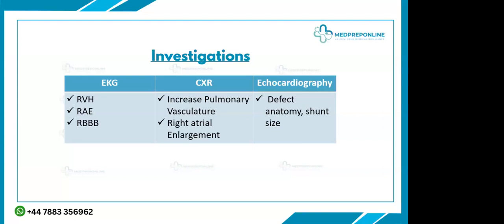What will you see on the EKG? There will be right ventricular hypertrophy, right atrial enlargement, and right bundle branch block. They could happen. And increased pulmonary vasculature, obviously, because of increased shunting from left to right and then to the pulmonary artery and the lungs. And the right atrial enlargement, because there is a shunt at the atrial level from the left to the right. So there is going to be enlargement of the right atria. And in echocardiography, defect anatomy and the shunt size.